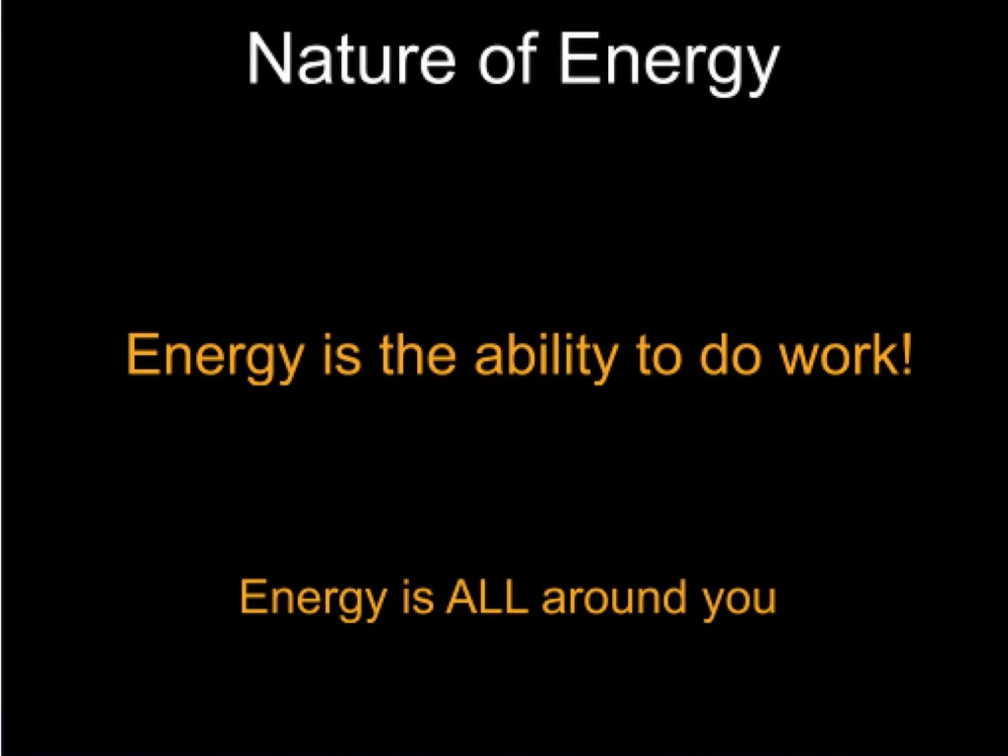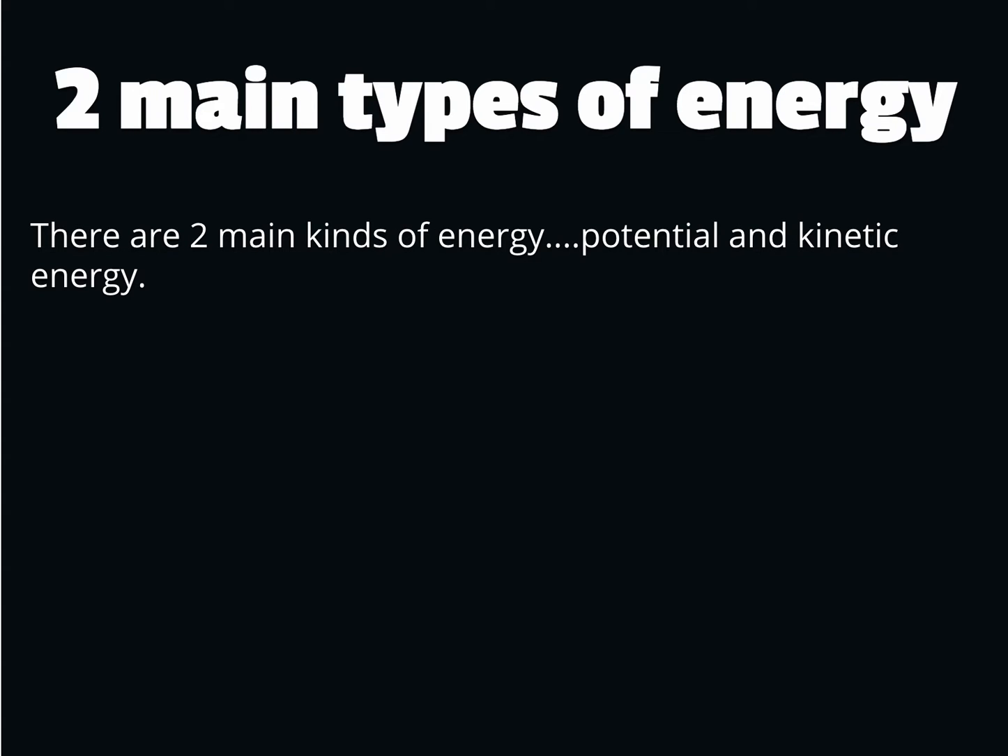So remember from our last standard, we've talked about energy. It is the ability to do work, and it is everywhere around you. It's in what you eat, what you drink, what you see, what you feel, what you sit on. It's everywhere. So there's two main types of energy. You've got potential energy, which is your stored energy, and kinetic energy, which is your moving energy.